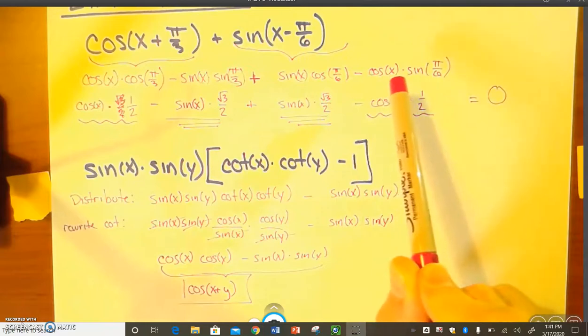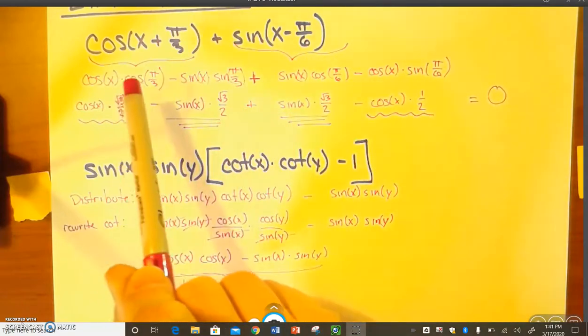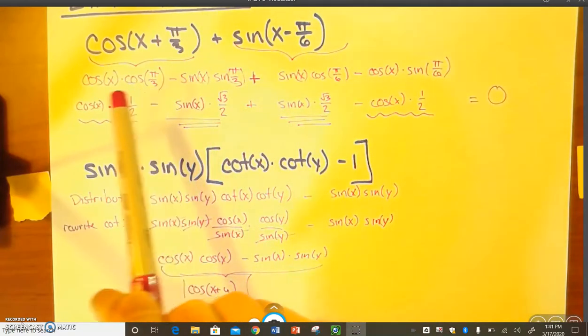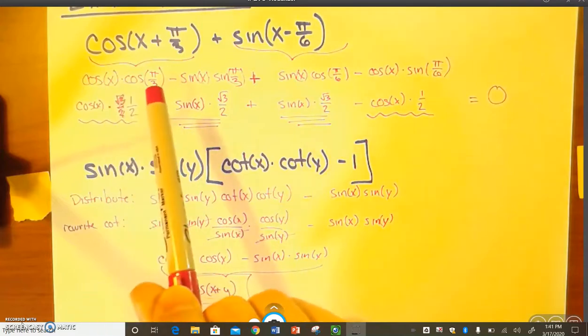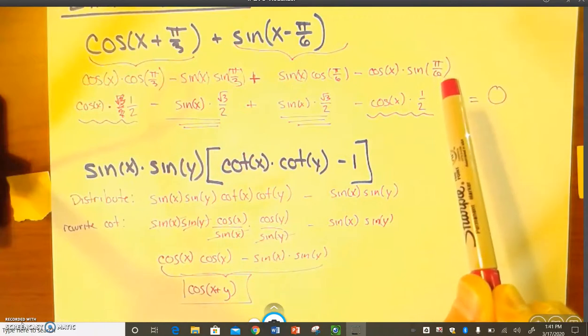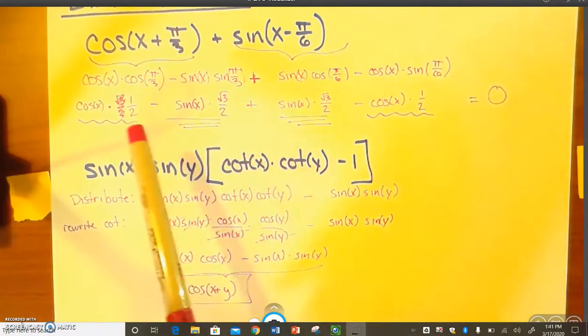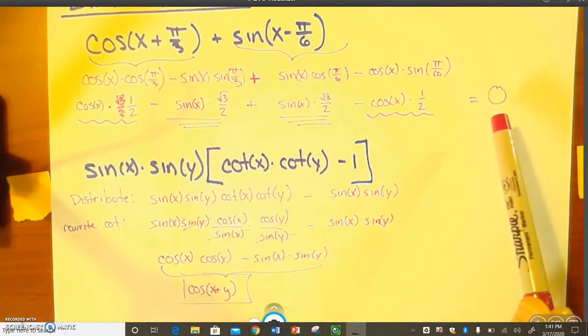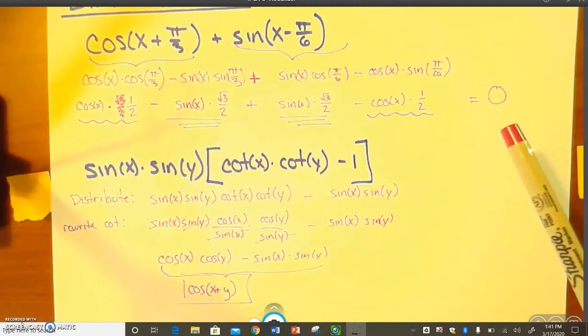So that splits it into 1, 2, 3, 4 products, each of which has an x term and a known angle term. All 4 of those known angles we can simplify, and then you combine them all and they actually cancel, wow, to 0.